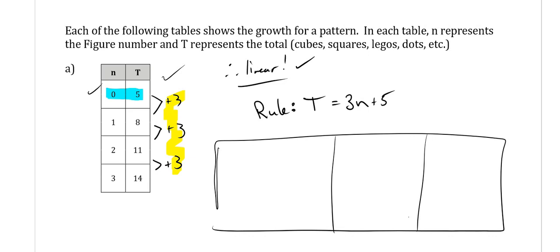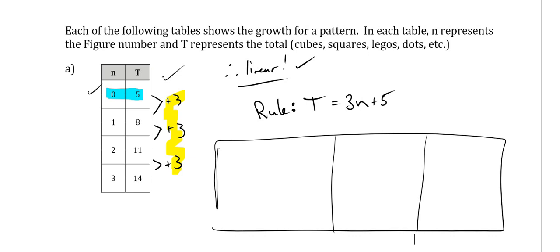5 to 8 is what? Haley? Awesome. 8 to 11 is? 11 to 14 is? Somebody? Plus 3. Therefore, linear? Yes. If it wasn't linear, you'd stop. We can't make a rule if it's not linear. We don't know how to do that. If it's linear, we can keep going.